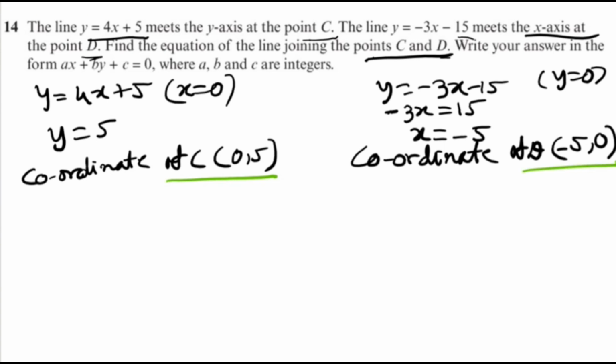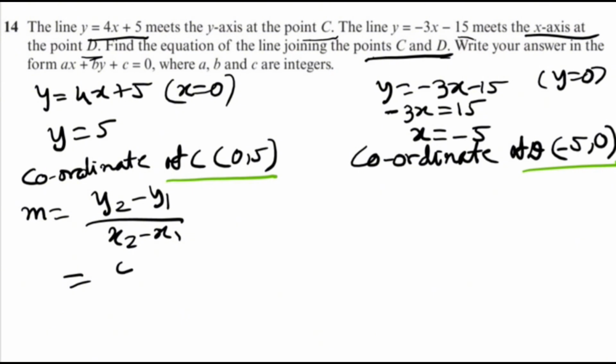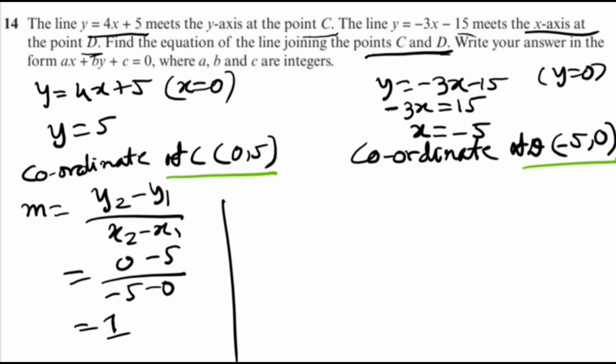Now it's easy to find the equation of line, but for that first we have to find the gradient. So m is equal to (y2 minus y1) over (x2 minus x1). Always try to write the formula in the exam. So my y2 is equal to 0 minus 5, and minus 5 minus 0. So my gradient will be minus 5 over minus 5. So it's just 1.